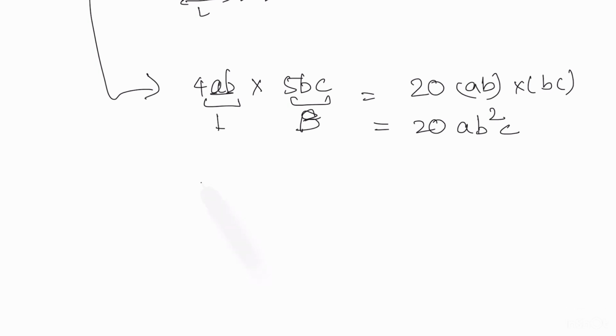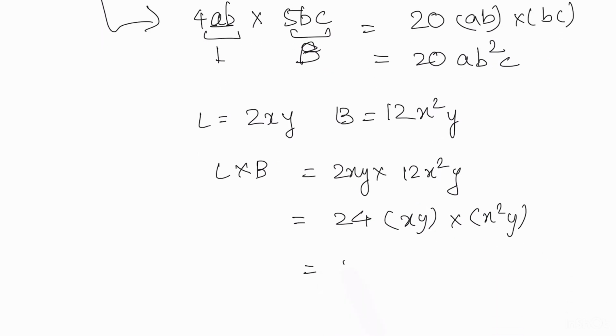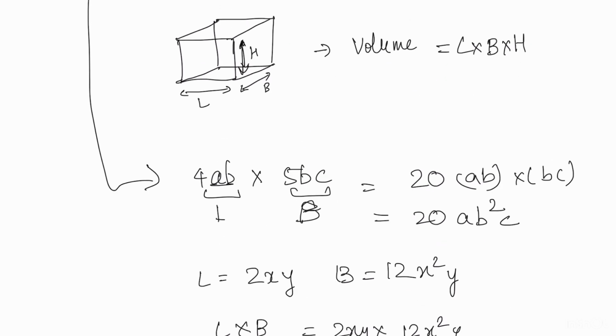Similarly, if I take another example, suppose the length is given as 2xy and the breadth is given as 12x square y. So you will get length into breadth, which will be 2xy into 12x square y, which will be 24 x cube, because 1 plus 2, and y square, because 1 plus 1 is 2.